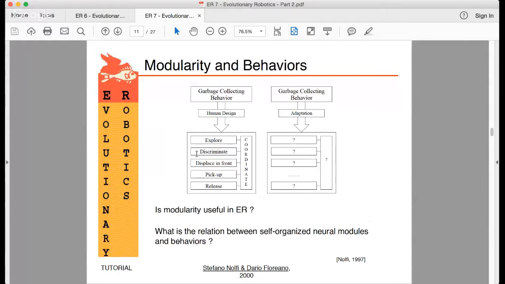So in this slide, we have some questions. Is modularity useful in evolutionary robotics? And what is the relation between self-organized neural modules and behaviors? To answer these questions, the authors presented some experiments. Unfortunately, they are not covered in this presentation, but you can always go and check the research for a series of experiments, including garbage collection experiments, where they made an attempt to answer these questions.